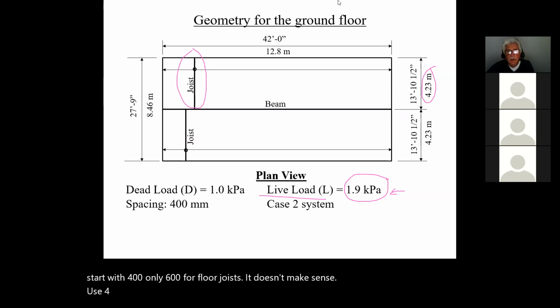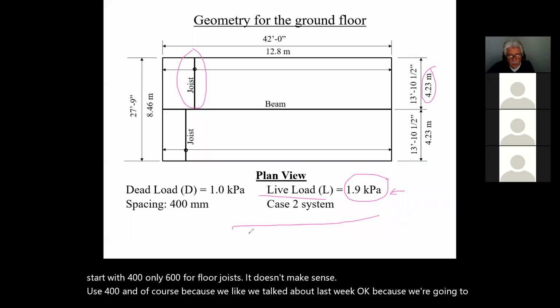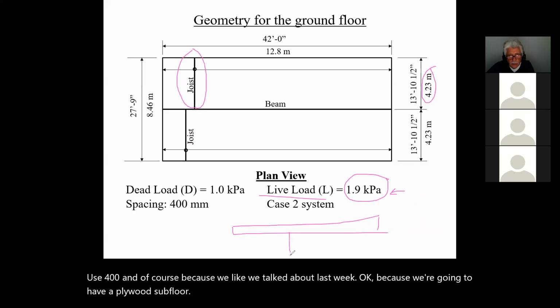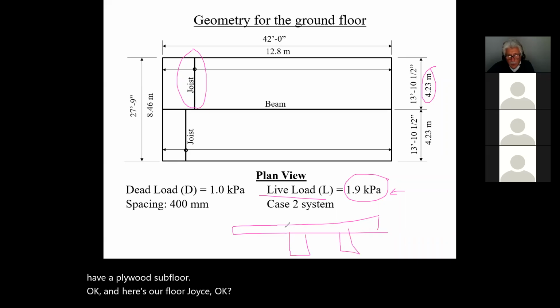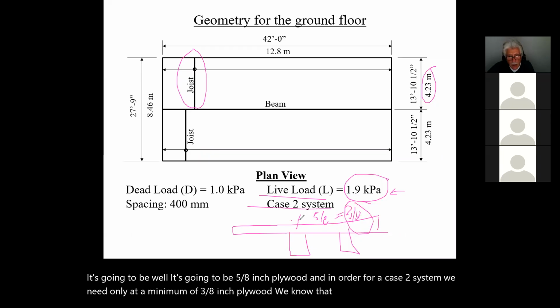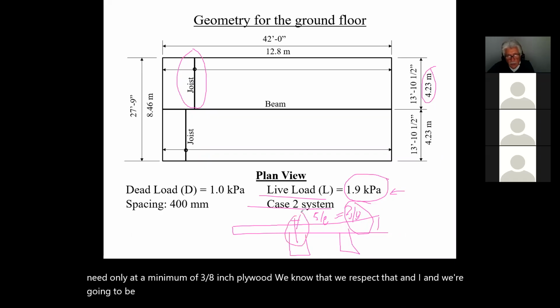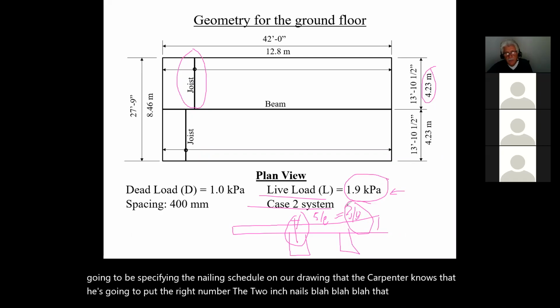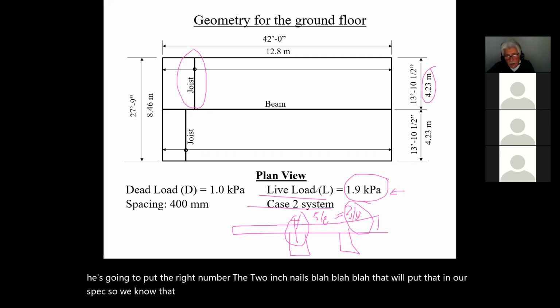And of course, like we talked about last week, we're going to have a plywood subfloor, and here are our floor joists. The plywood subfloor is going to be at least 5/8 inch plywood, and for a case 2 system, we need only a minimum of 3/8 inch plywood. We respect that, and we're going to specify the nailing schedule on our drawing so the carpenter knows he has to put the right number of 2-inch nails. We'll put that in our spec.